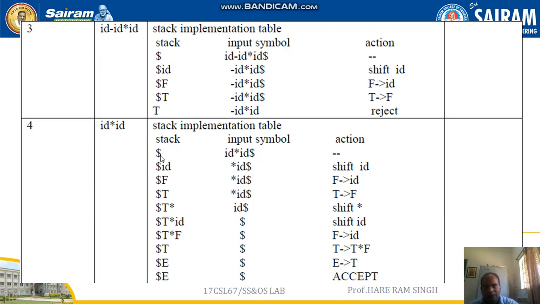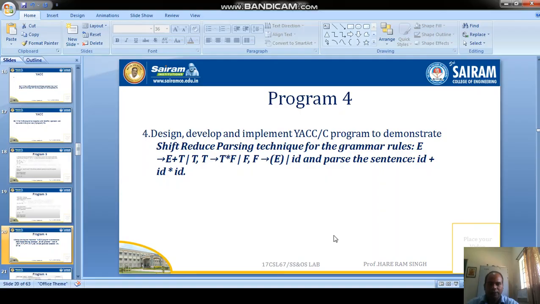Let us see this one: id * id. Stack dollar, input id * id $, no action. First id will be shifted. Id can be reduced to F, F can be reduced to T under the given grammar. Next shift is star. Next shift is id. So id can be replaced by F, and T * F can be replaced by T. T can be reduced to E, and there is nothing left in the input. So this input is also accepted under the given grammar.